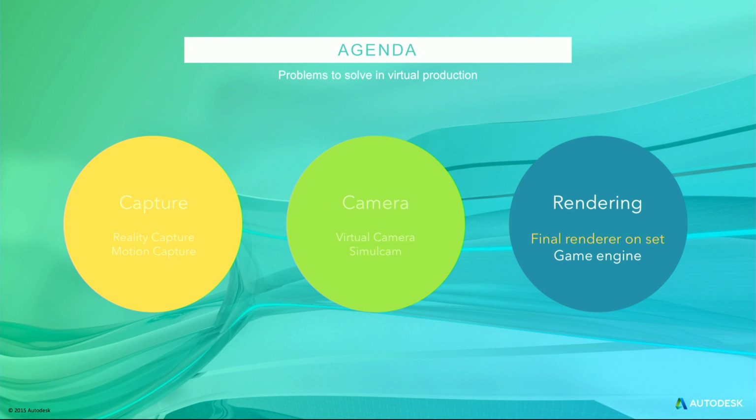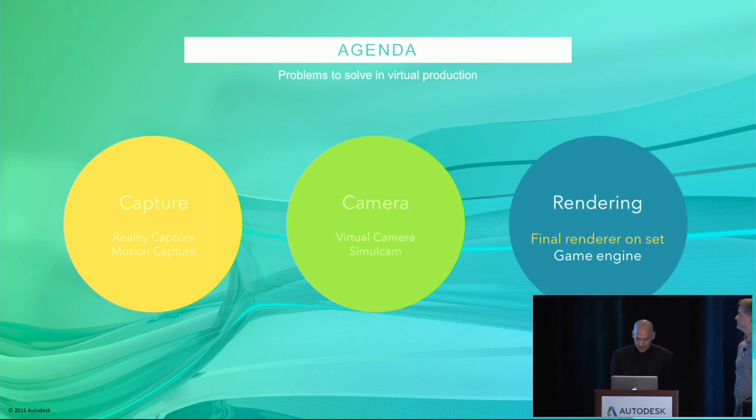Right. So the last category of problems to solve in virtual production is rendering. So you're on set, you have a virtual camera, there's a lot of work that's been done before to capture reality and motion, and you're looking at that. How good does it look?